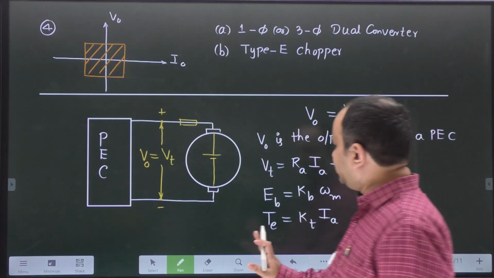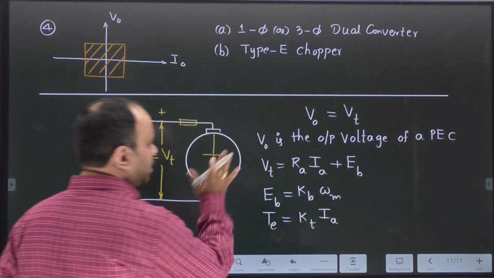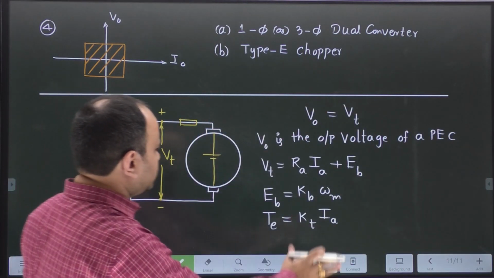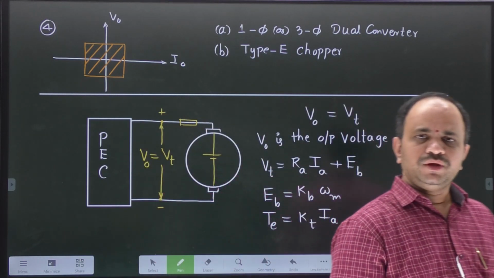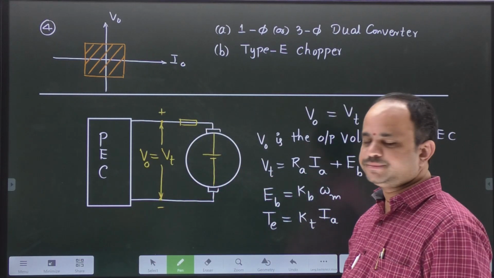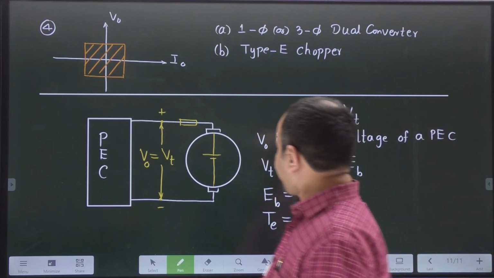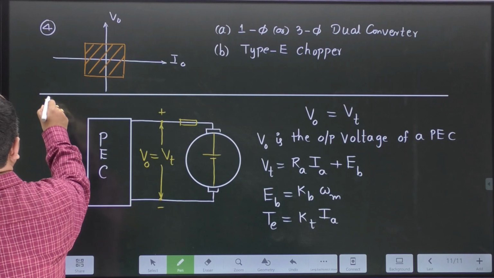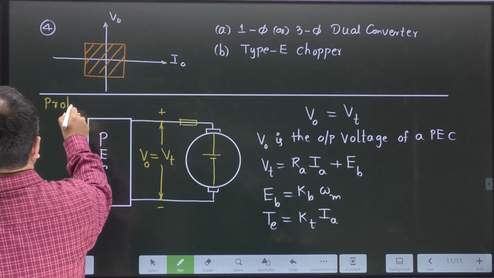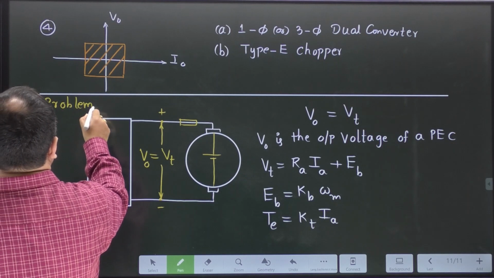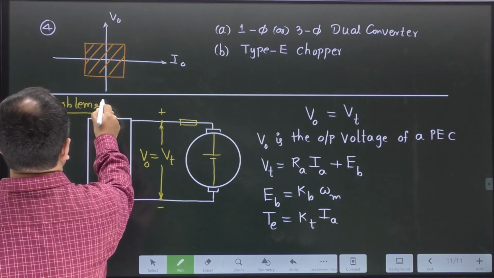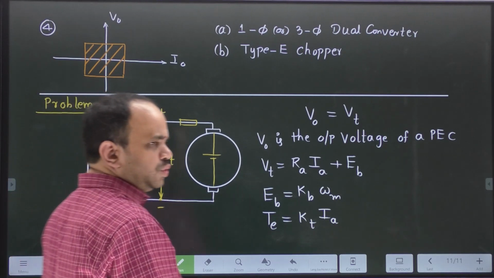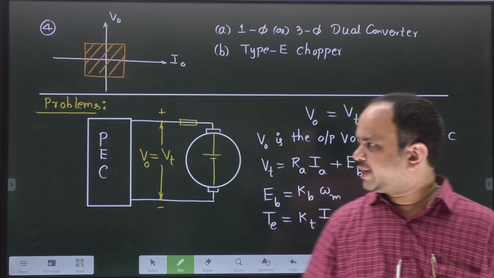So if you remember this basic outline of how to do the problems, most of the drives questions you can do it. So you just follow this procedure while doing problems, right. Now let us take a few numerical examples.